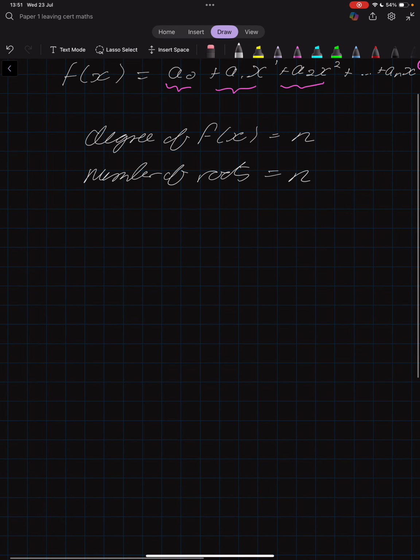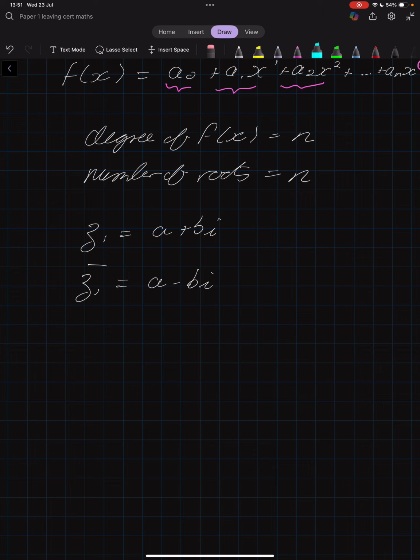Another thing that I would like to look at is just a couple of rules. So the complex conjugate that I covered in the last video. Let's say Z1 is A plus BI. The complex conjugate, which is Z1 bar, is equal to A minus BI. So you just change this plus to a minus. And that's it. Okay?